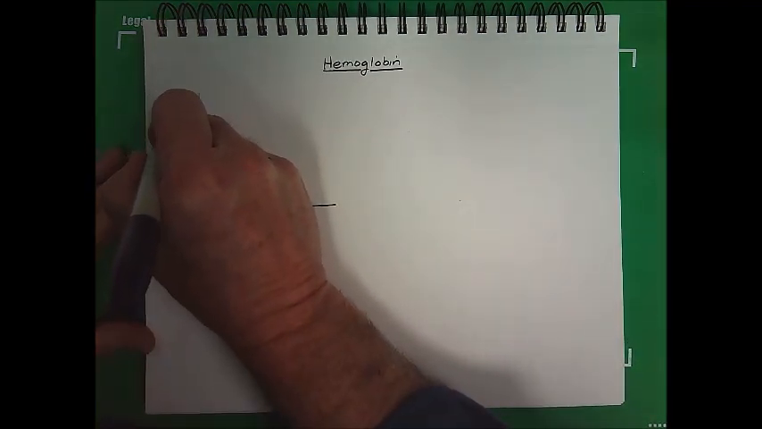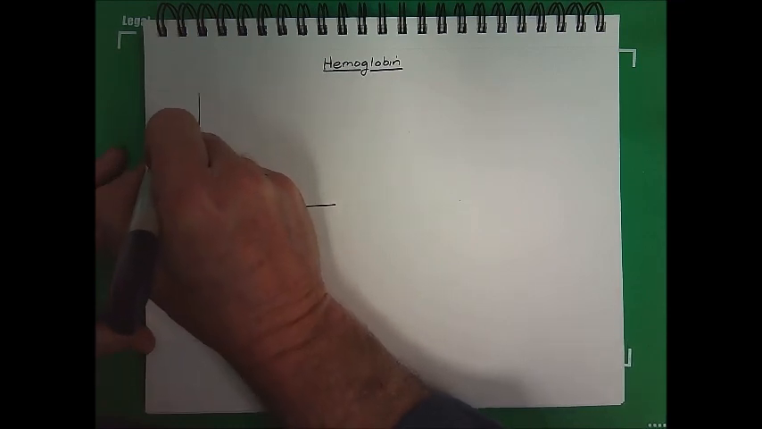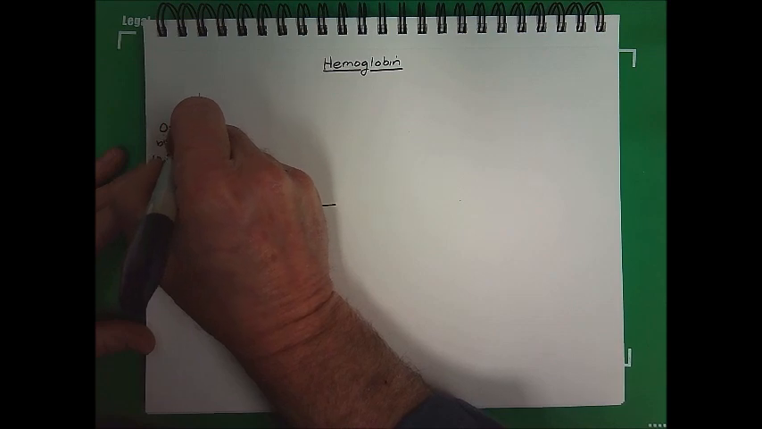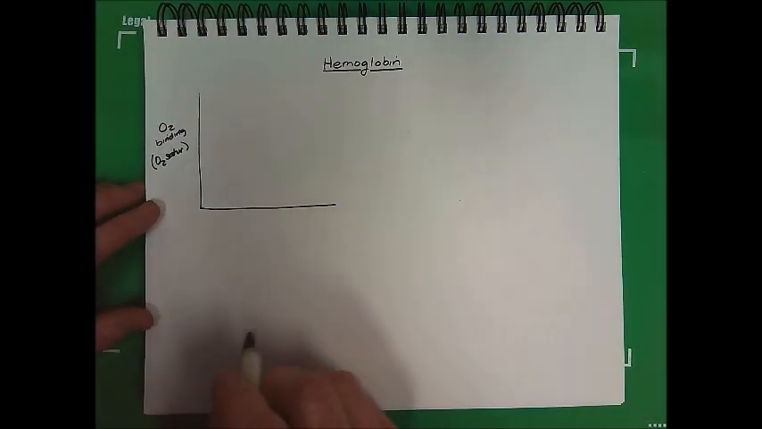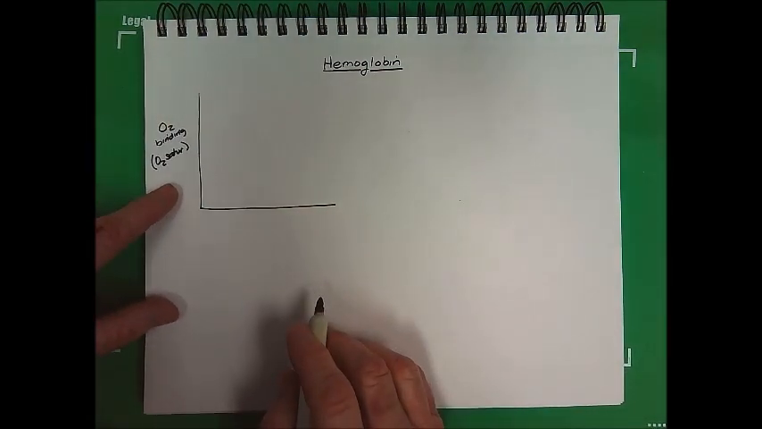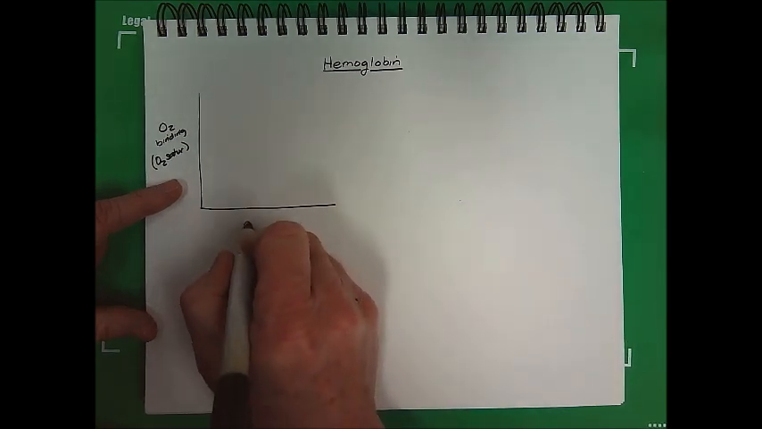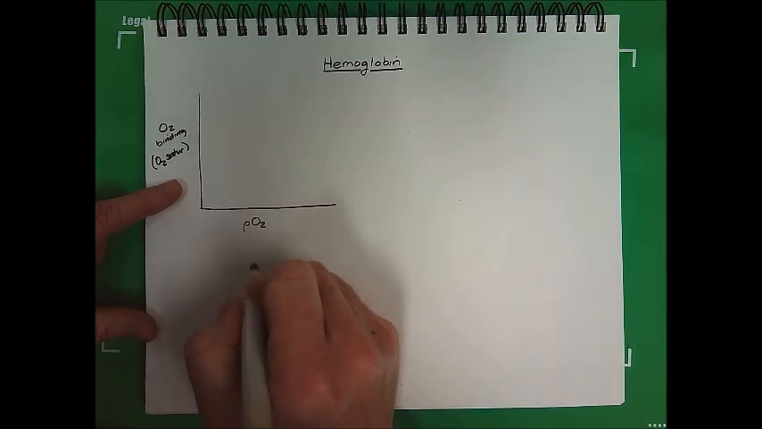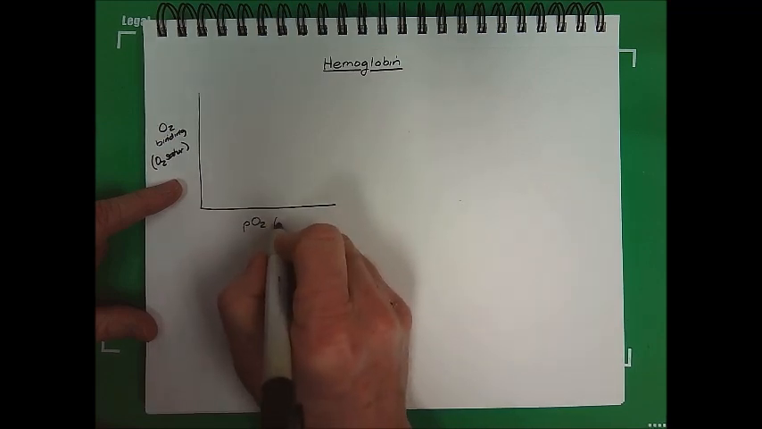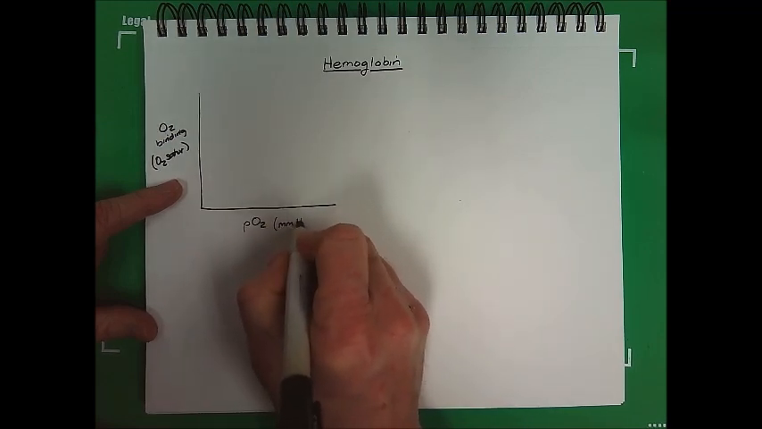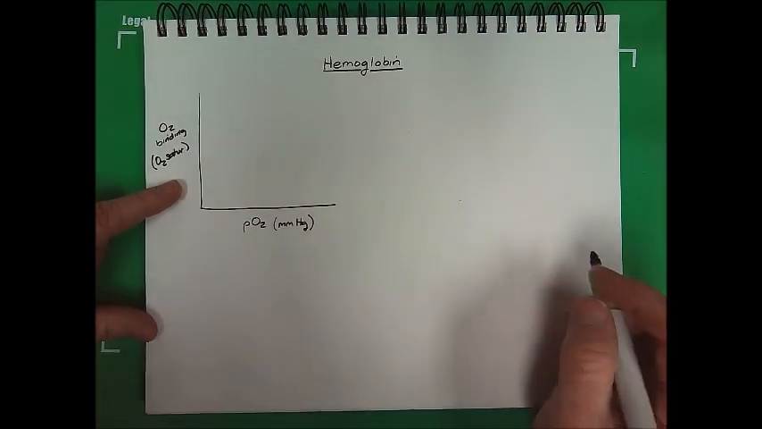So what we're going to measure here is oxygen binding, which is also called oxygen saturation. We're going to measure the amount of oxygen bound on the y-axis, and the substrate that we are going to measure is the partial pressure of oxygen on the x-axis. And of course, being a gas, this will be measured in millimeters of mercury.